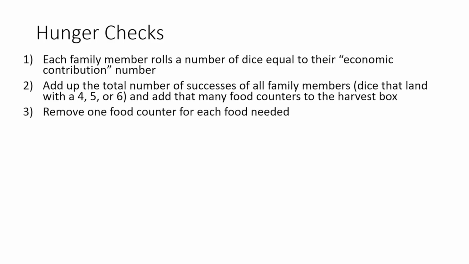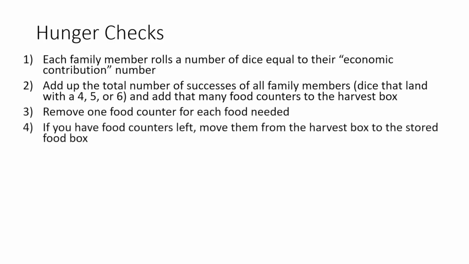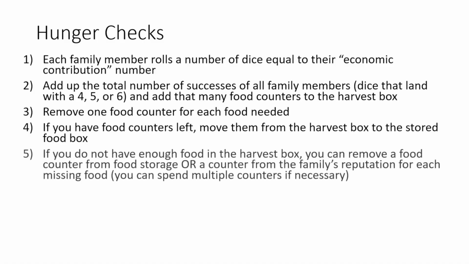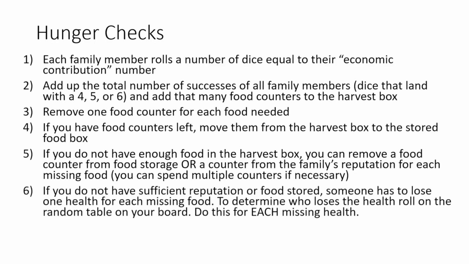Remove 1 food counter for each food needed. If you have food counters left, move them from the harvest box to the stored food box. If you do not have enough food in the harvest box, you can remove a food counter from food storage or a counter from the family's reputation for each missing food. If you do not have sufficient reputation or food stored, someone has to lose 1 health for each missing food. Determine who loses the health, roll on the random table on your board. Do this for each missing health. If anyone dies, let your instructor know.